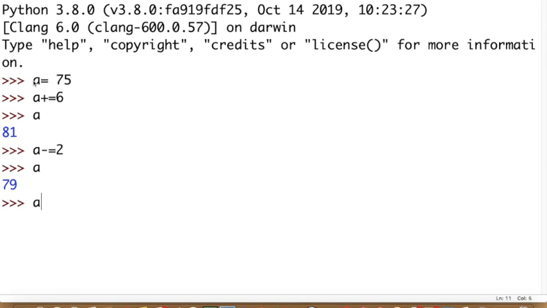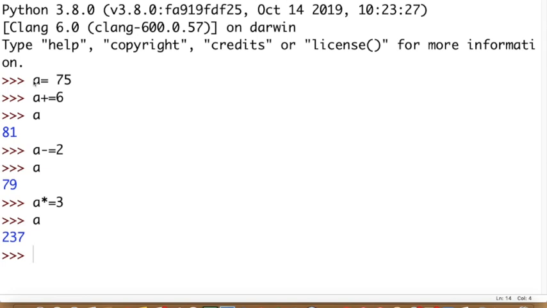Again, if I write the next step, A multiply equal to 3, this gives 237. That means it multiplies the earlier value of A, which was 79, with 3 and associates the value 237, which is the multiplication of 79 and 3, with A. So the value of A now becomes 237.